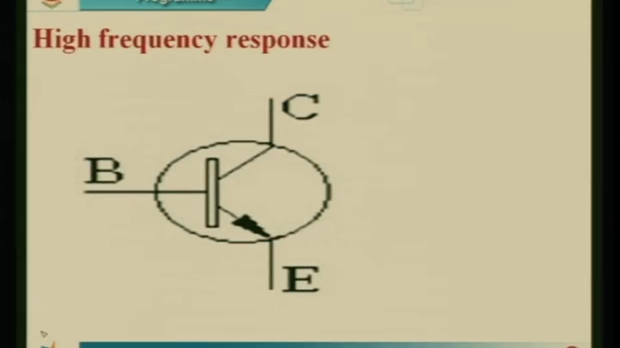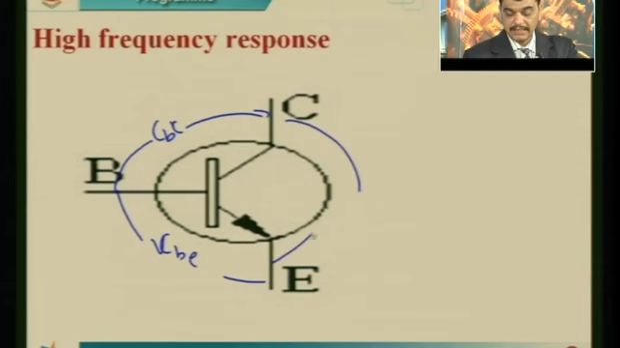There is a junction capacitance between this point, which is nothing but C_B'C, and there is a capacitance between this, C_B'E, and there is a capacitance between that, which is nothing but C_CE. These are held responsible for the variation of the gain at high frequencies.